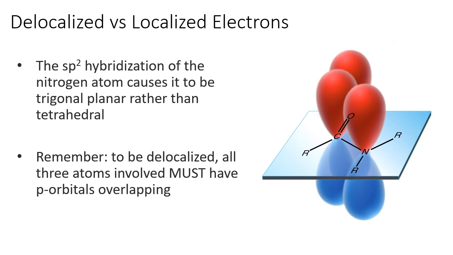The picture on the right-hand side shows those three unhybridized p orbitals, which are the dumbbell-shaped ones, one on nitrogen, one on carbon, and one on oxygen, all on adjacent atoms overlapping one another, which allows those electrons to participate in resonance between the nitrogen, carbon, and oxygen. So all three of those atoms must have at least one unhybridized p orbital that can overlap and allow those electrons to move throughout.